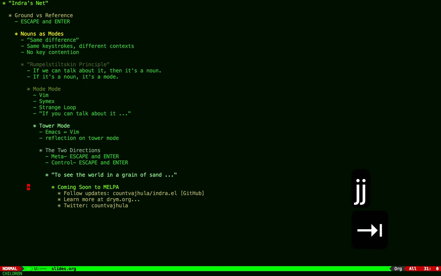So this is a pre-release demo. This doesn't exist on Melpa yet, but you can follow updates at this repo on GitHub. And you can also be a beta tester if you like, that would be very helpful.